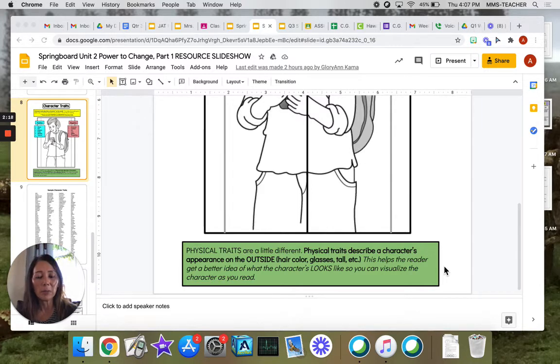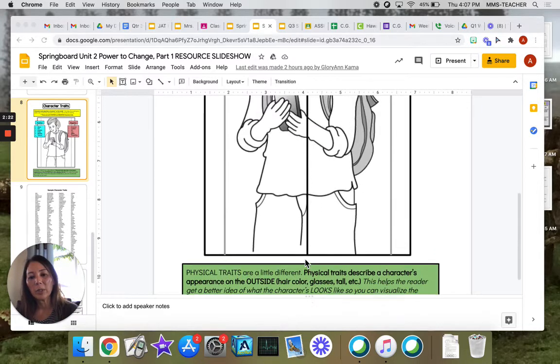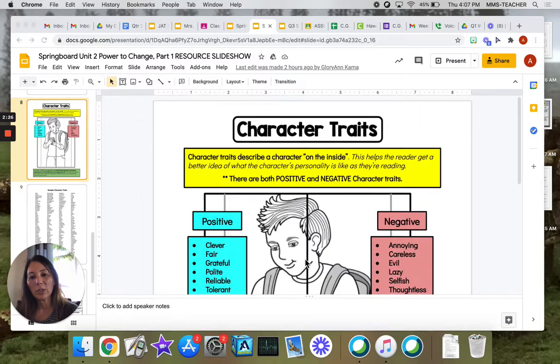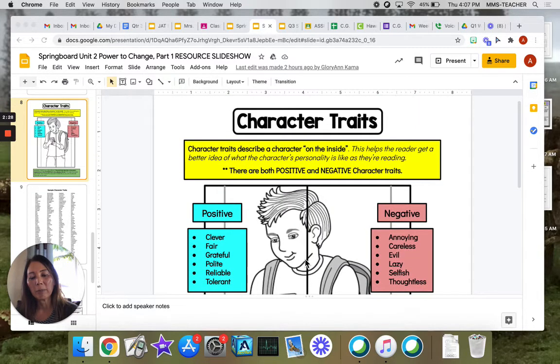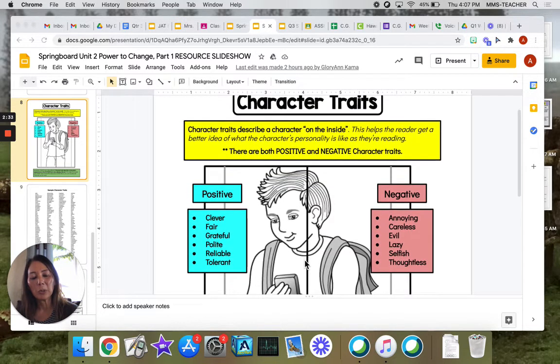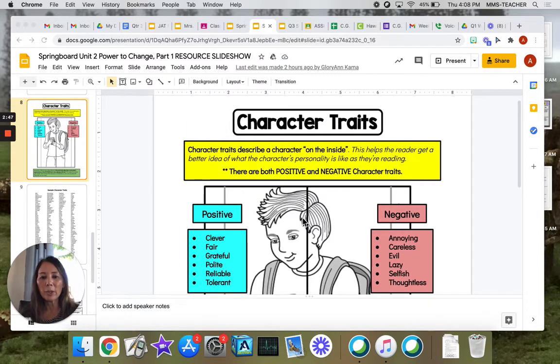This helps the reader get a better idea of what a character looks like, so you can visualize the character as you read. Okay, so together, between physical traits and character traits, that is how an author helps you as a reader to get to know the character. Physical traits, what they look like, as well as character traits, what they're like on the inside, what their personality is like.